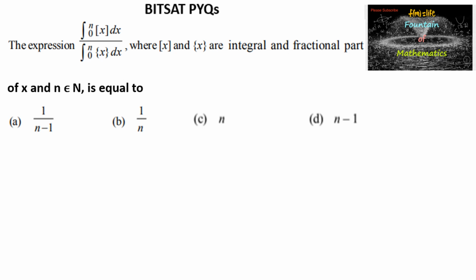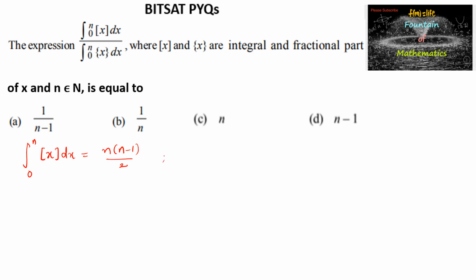We need to find the integral from 0 to n of the step function [x] dx, the integral part function, divided by the integral from 0 to n of the fractional part function dx. We know that the integral from 0 to n, when n is a natural number, of [x] dx, the integral part function, can be taken as n(n minus 1)/2.